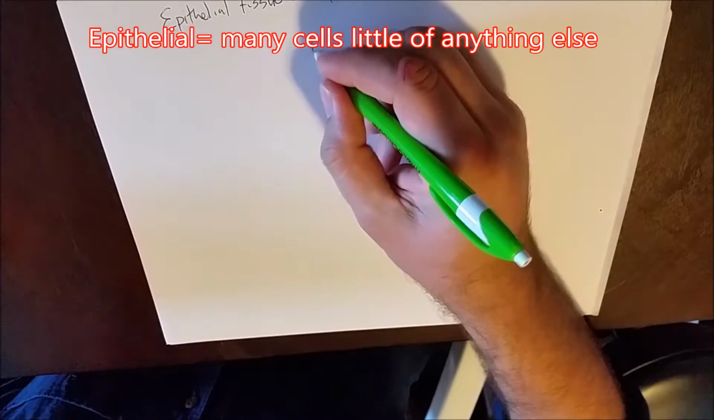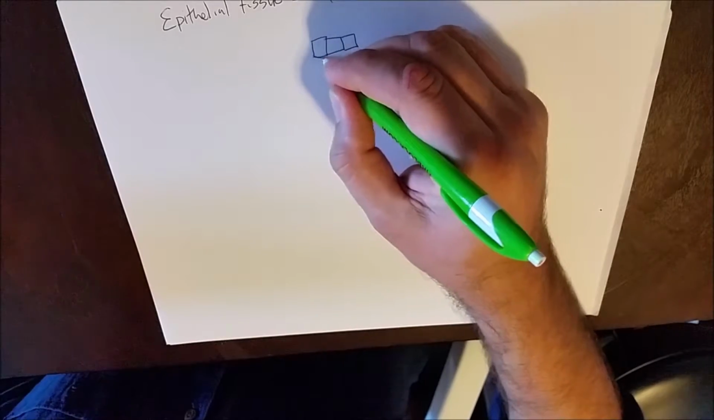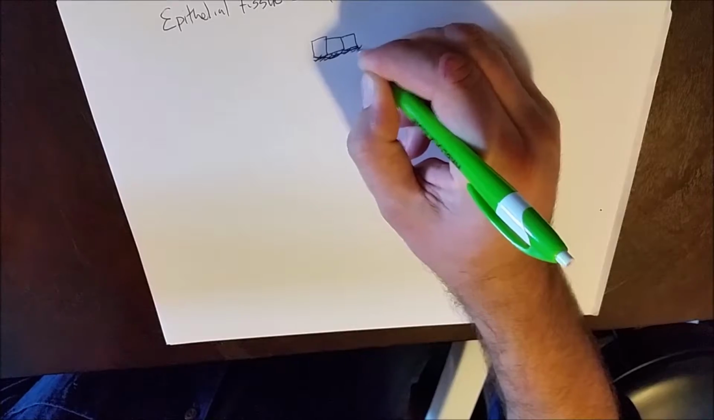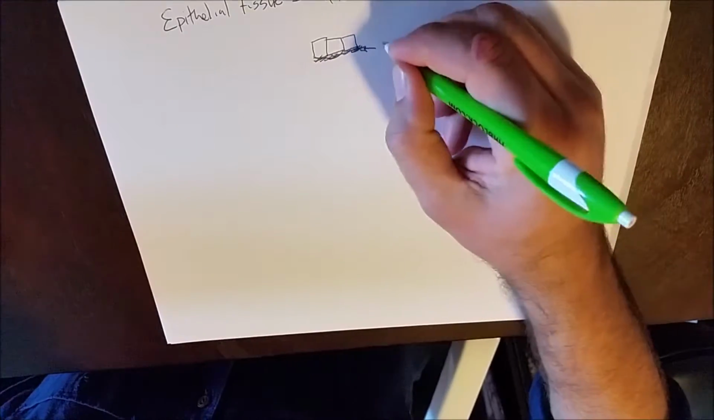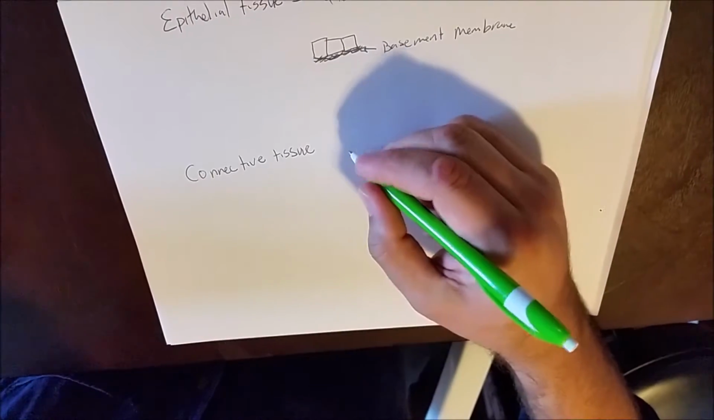For instance, you'll have a group of cells, and I'm just going to draw a bunch of squares to represent cells. And on the bottom here, you have a bunch of proteins, which we'll call matrix. In this case, those are called the basement membrane. And you have different types of epithelial tissue. You also have what's called connective tissue. And this one has a lot of matrix for cells.